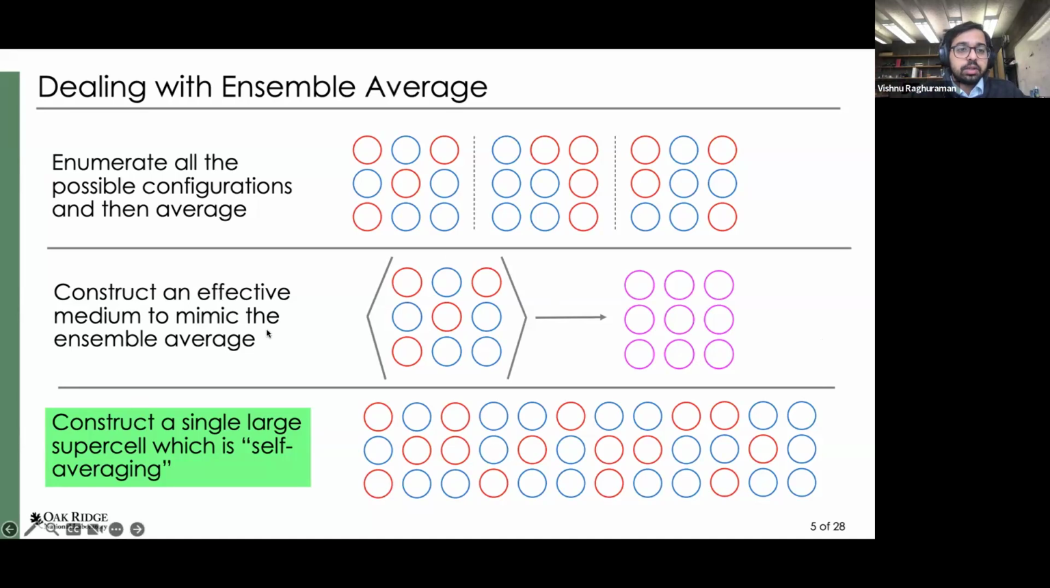The second approach is to construct an effective medium. If you can somehow replace your random system with some sort of effective system, where the medium that you construct is similar to your ensemble average, then that should give you a very efficient way of dealing with disorder.